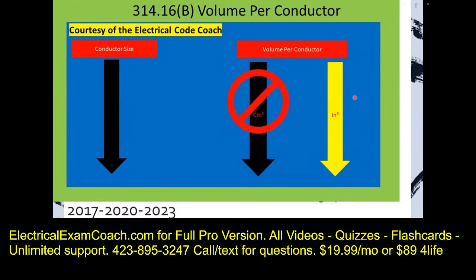And it's right below there. It's 314.16b, and this one's very simple to understand. On the left-hand side is our conductor size, and on the far right-hand side is going to be our cubic inch volume. Every box can only handle so many wires and devices, and that's what we're going to learn in this lesson here today. Each box has so many cubic inches that you can fill, and each conductor and device takes up so many cubic inches of that box. Now, let's do some practice questions and get to it.